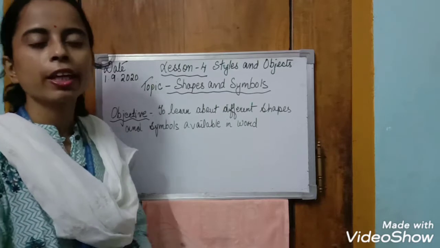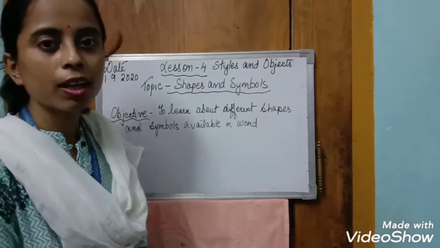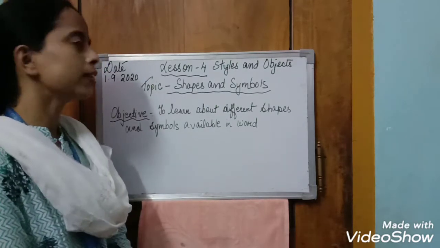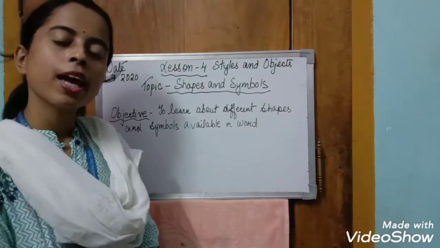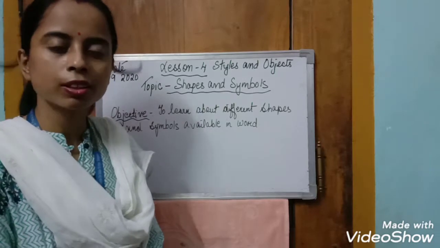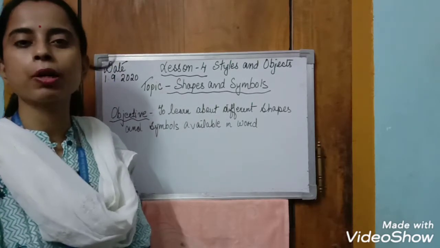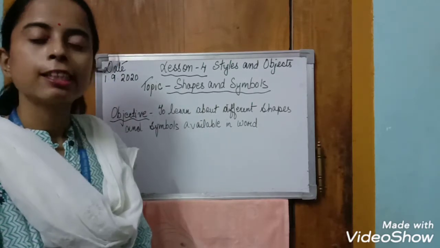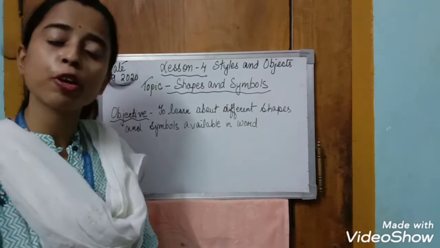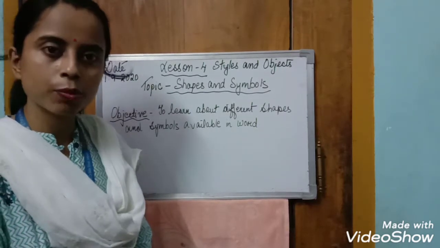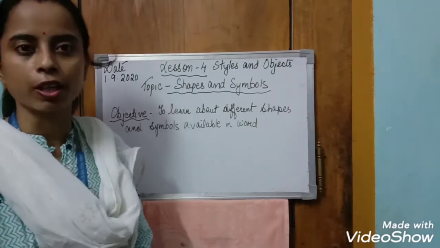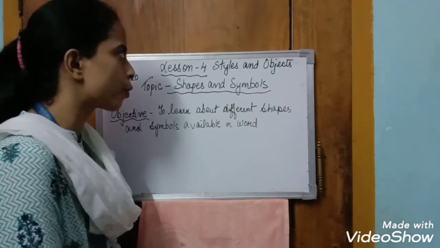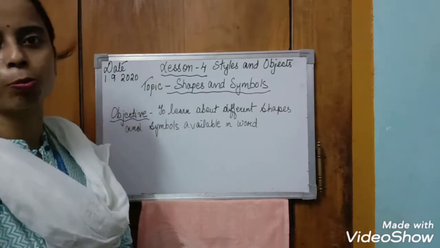So students, in today's class, I'll be starting a new lesson, that is lesson 4, Styles and Objects. As we have completed the 3 chapters, in the first chapter we learned about evolution of computers. In the second chapter we learned about memory of a computer. And the third one we learned about what? Tour of Windows. In chapter number 4, we are going to learn about the styles and objects.